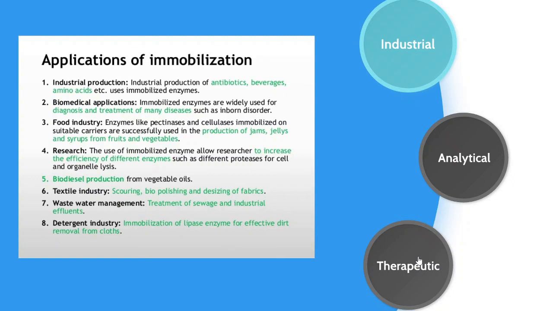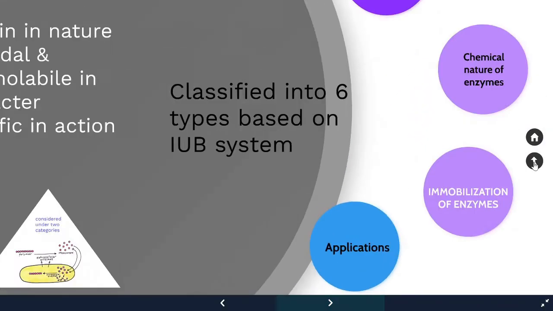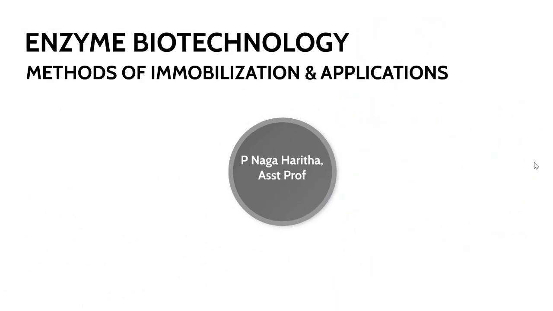So with this, we have finished the topic of immobilization of enzymes. So we have seen what is enzyme immobilization, and what are the intracellular and extracellular enzymes, and what is the classification. They are classified into 6 types, and what is the chemical nature of enzymes and the different techniques of immobilization of enzymes. And finally, we have seen about the applications of enzymes, immobilized enzymes.